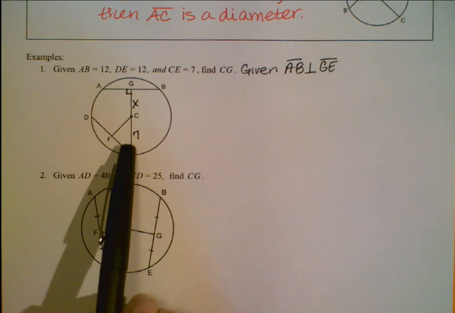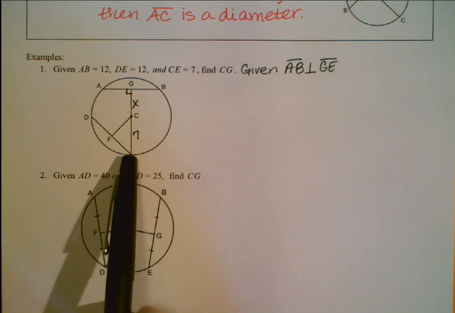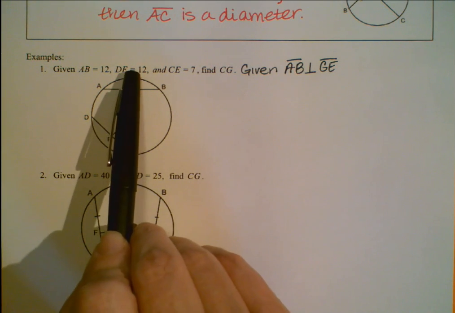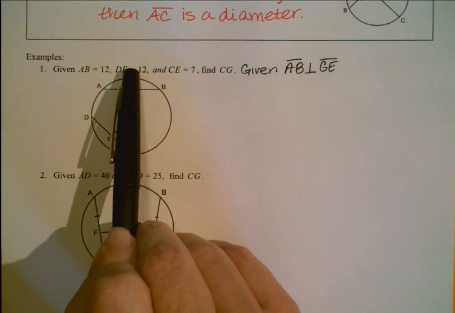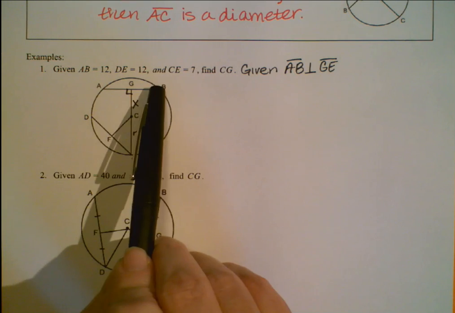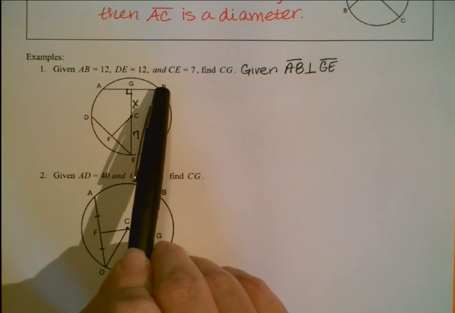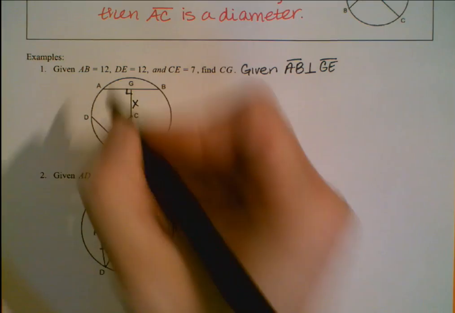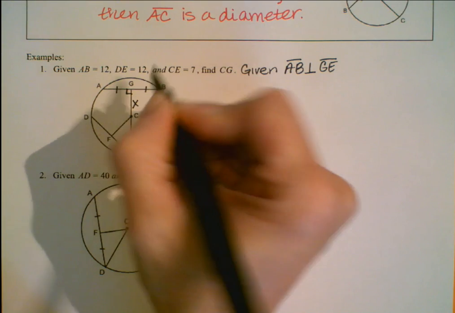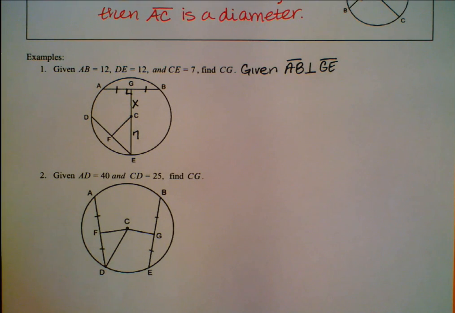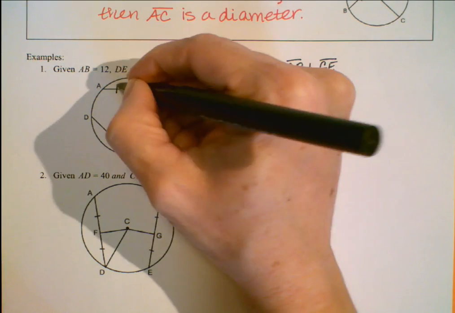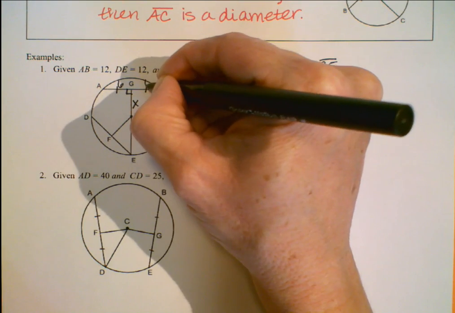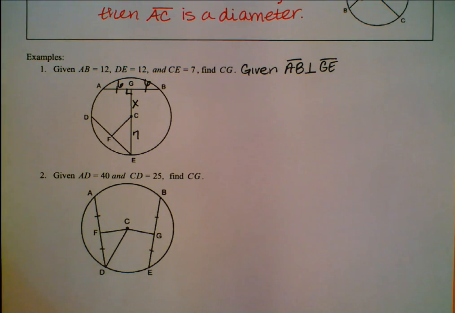All right, so with that in mind, we look at our first theorem at the top of the page. If a diameter, and if I extend this segment from E through C all the way up, if a diameter is perpendicular to a chord, perpendicular to AB, then it bisects the chord, which means these two portions, AG and GB, are congruent segments. We know AB was 12, so each of these would have a length of 6 units.